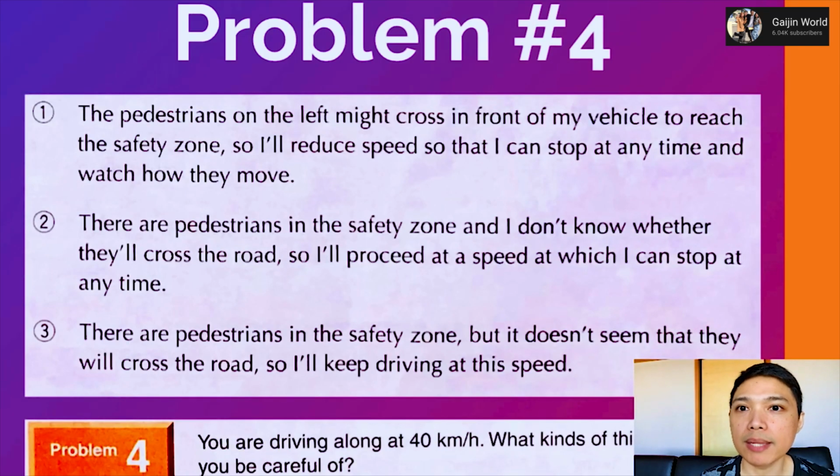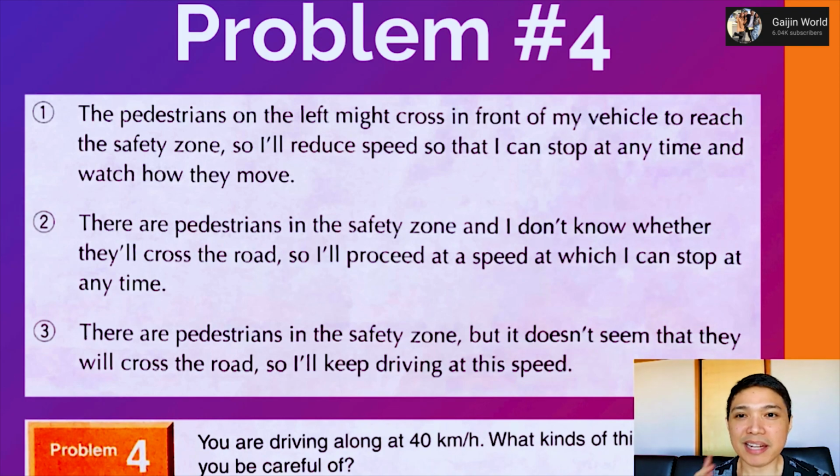Yan, problem number 1. The pedestrian on the left might cross in front of my vehicle to reach the safety zone, so I will reduce speed so that I can stop at any time and watch how they move. Problem number 2. There are pedestrians in the safety zone and I don't know whether they will cross the road, so I will proceed at a speed at which I can stop at any time. Problem number 3. There are pedestrians in the safety zone but it doesn't seem that they will cross the road, so I will keep driving at this speed.